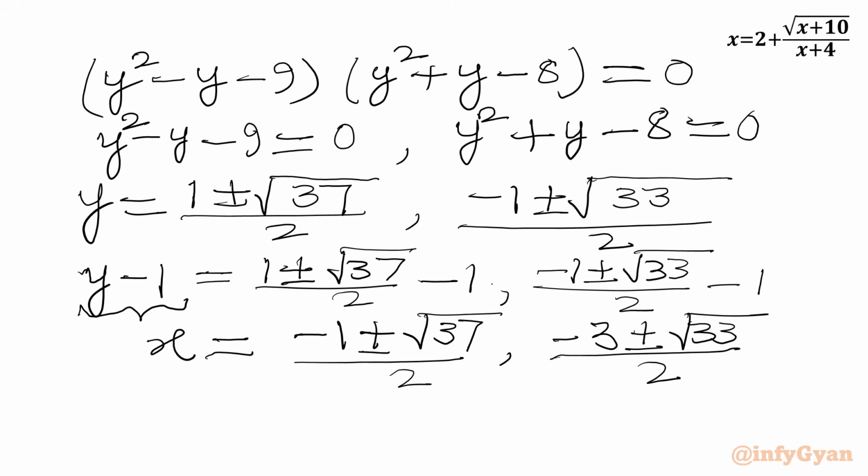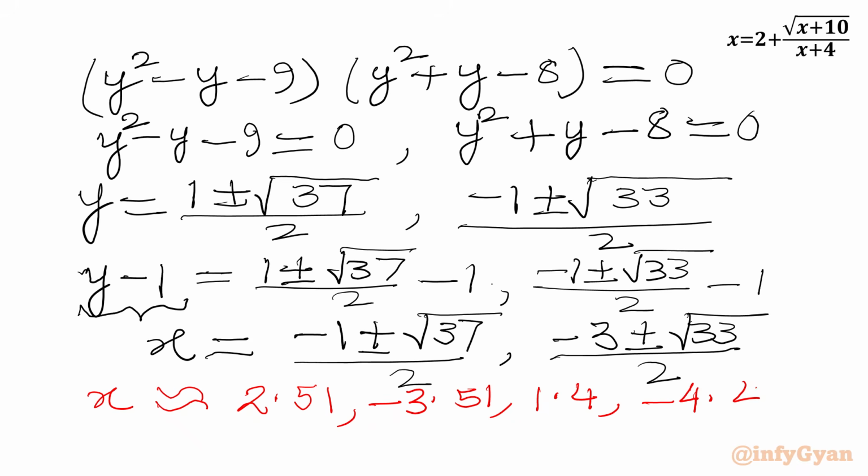Now we will find approximate values of x. So I will write here. First value is minus 1 plus square root 37 over 2. It is approximately 2.51. Minus 1 minus square root 37 over 2, approximately minus 3.51. Minus 3 plus square root 33 over 2, 1.4 approximately. And minus 3 minus square root 33 over 2, approximately minus 4.4. So we have 4 values.